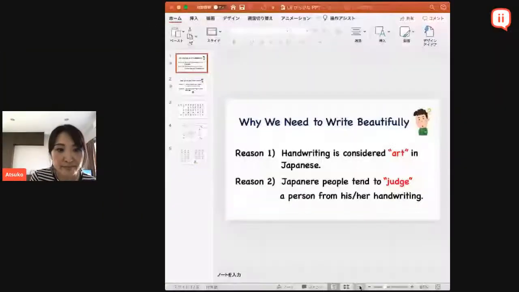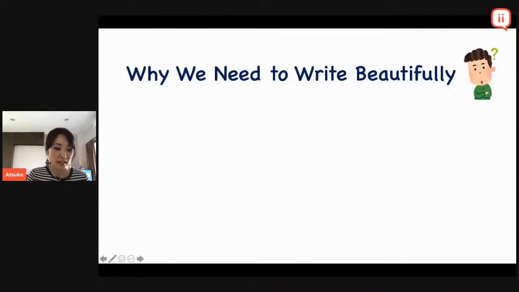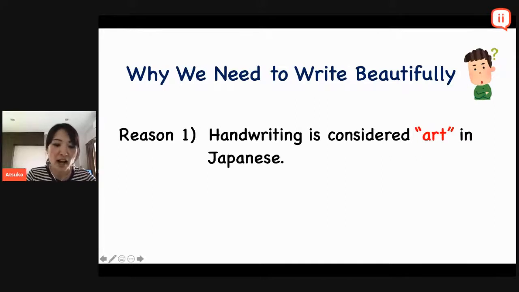Okay. Before starting, let's think about why we need to write beautifully. The first reason is that handwriting is a genre of art in Japan. In Japan, we learn calligraphy at school. We also have exhibitions to display our handwriting and our calligraphy. Being able to write beautifully is a prestigious skill in Japan.